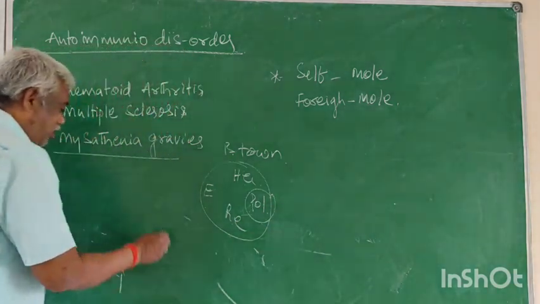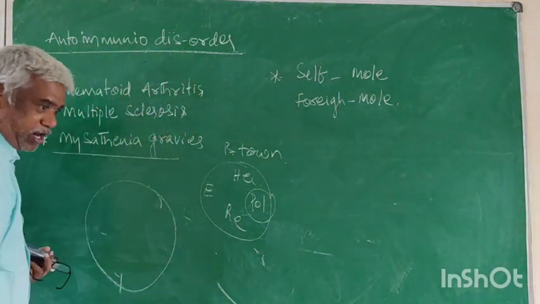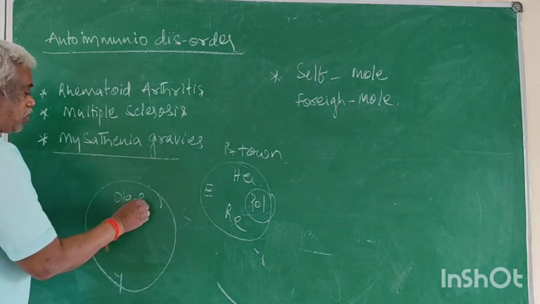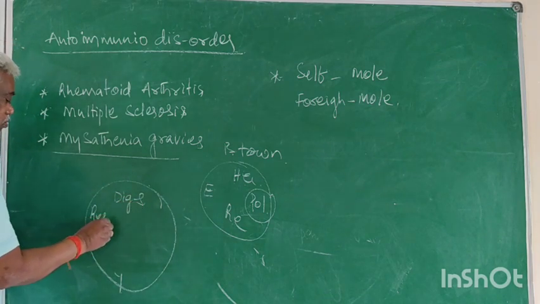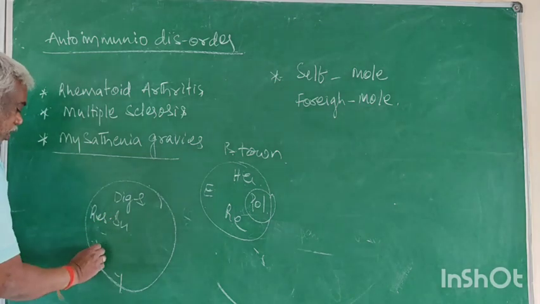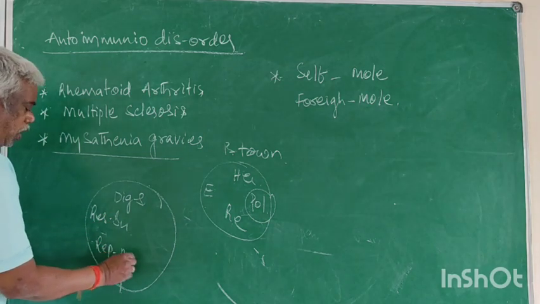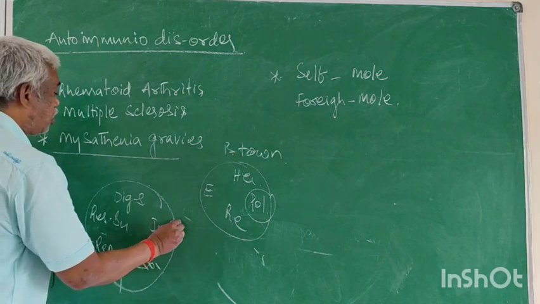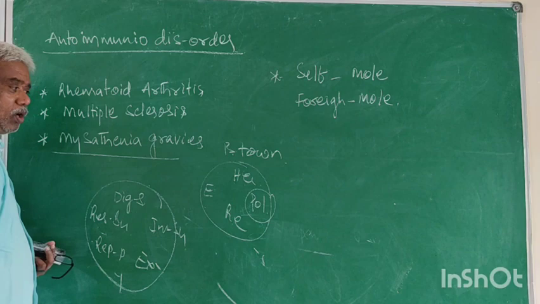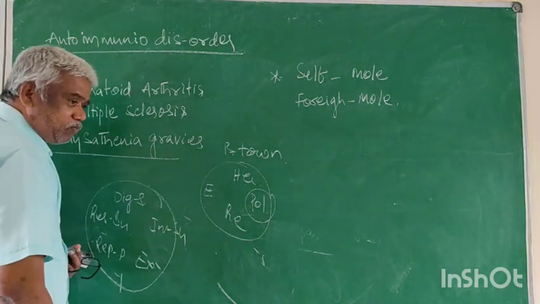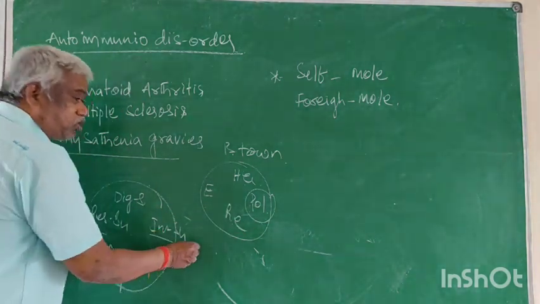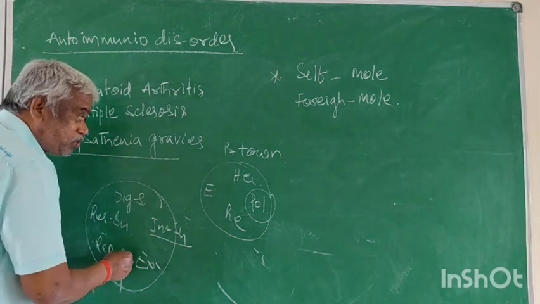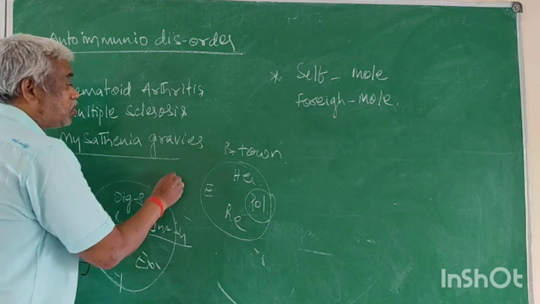Like it is our body, many systems are there: digestive system, respiratory system, reproductive system, excretory system, immunity system. Like the police department, the immunity system gives protection to other systems from pathogens.